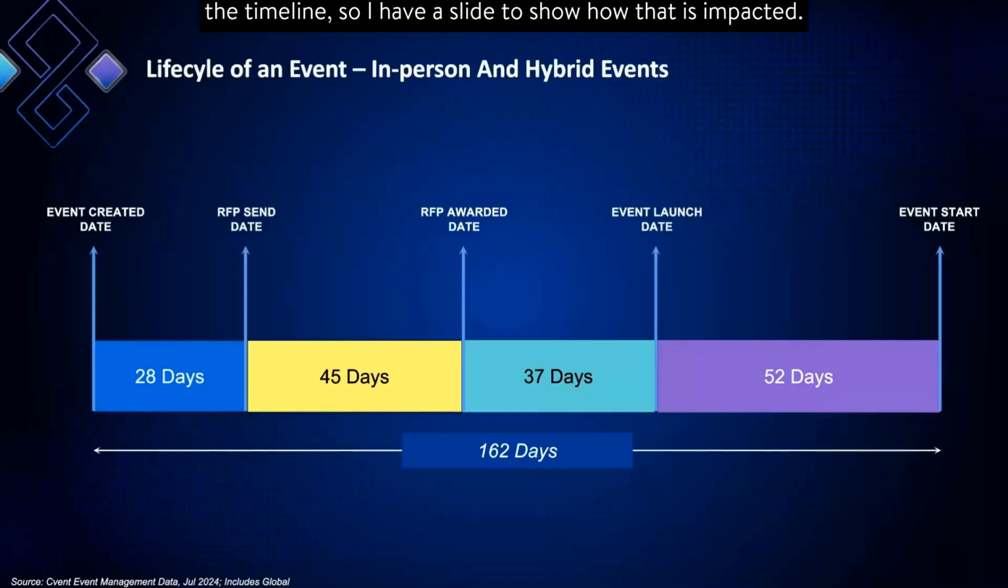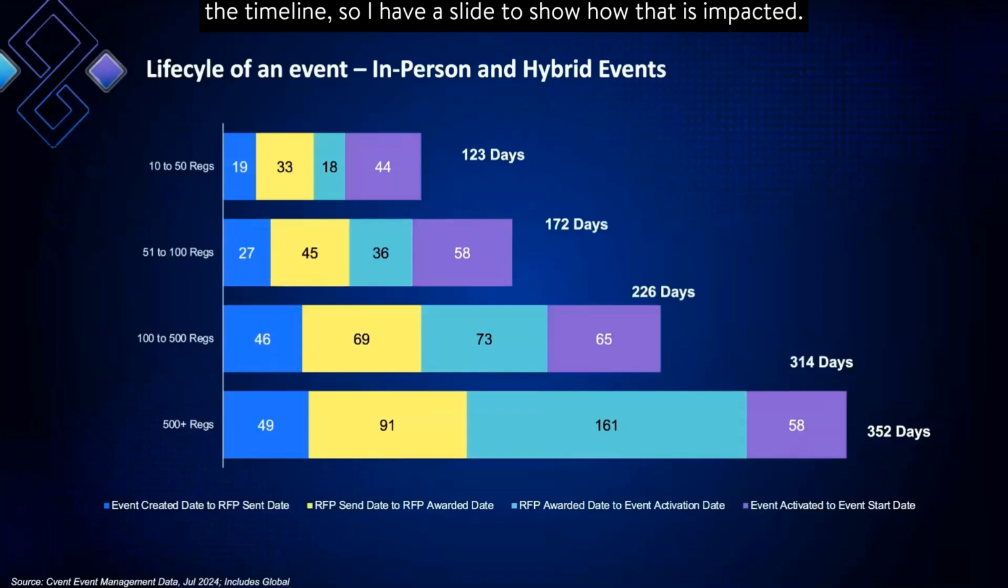So I have a slide to show how that is impacted. You can see for the smaller events at the top, with less than 50 attendees, from start to finish, the timeline is about 4 months. Planners are usually sending those RFPs out approximately 100 days from the event start date, and it takes about 33 days to award the RFP to a venue.